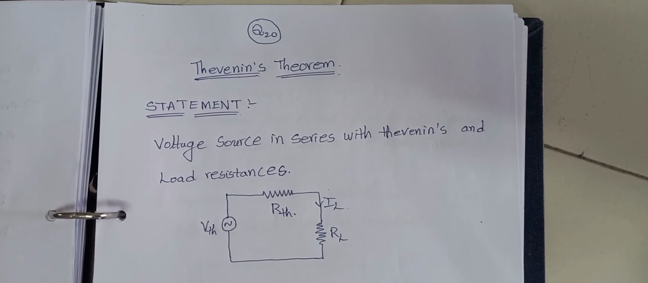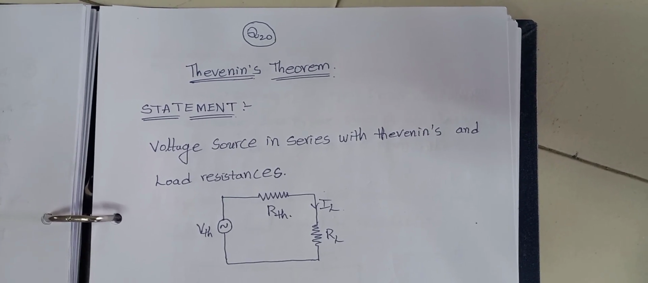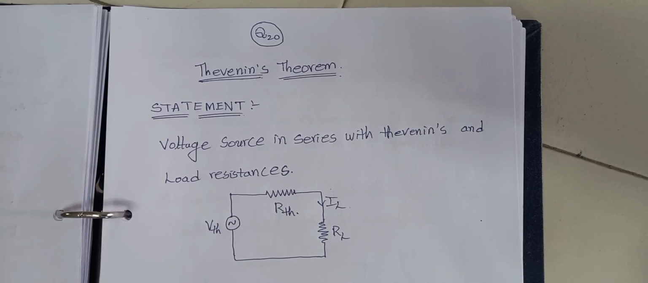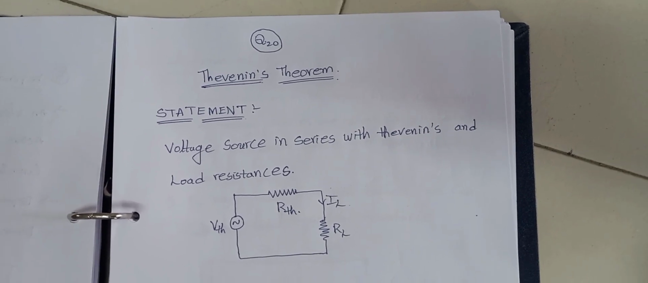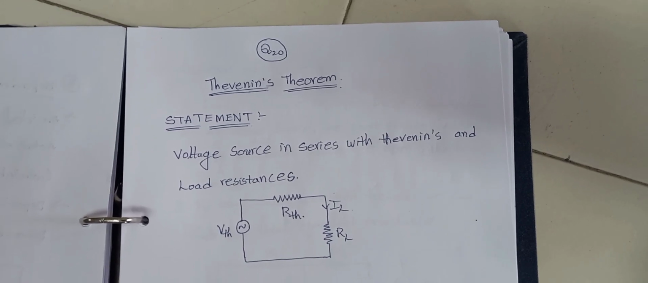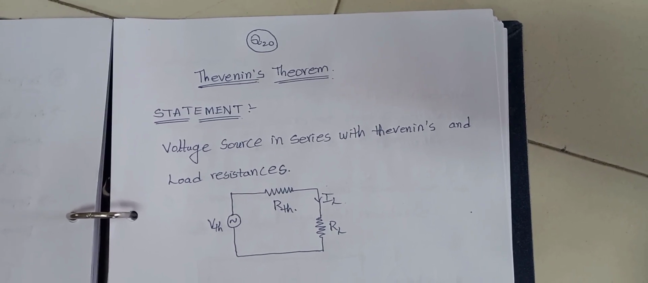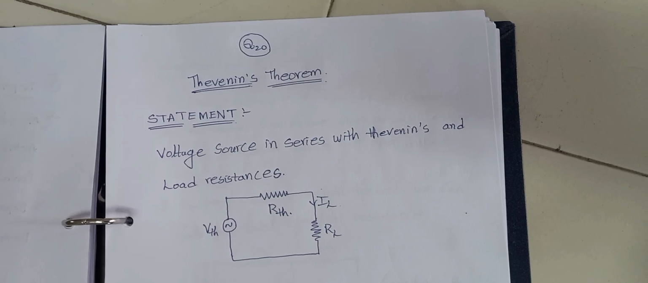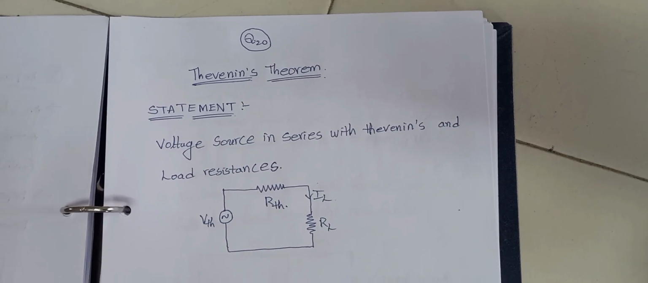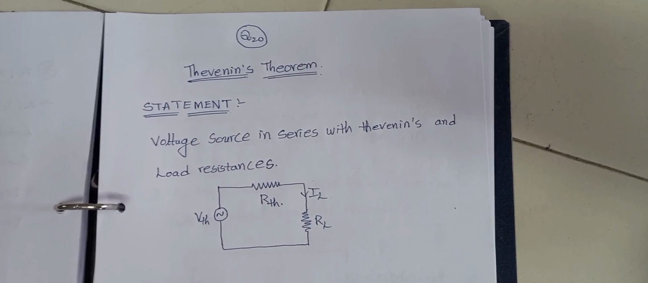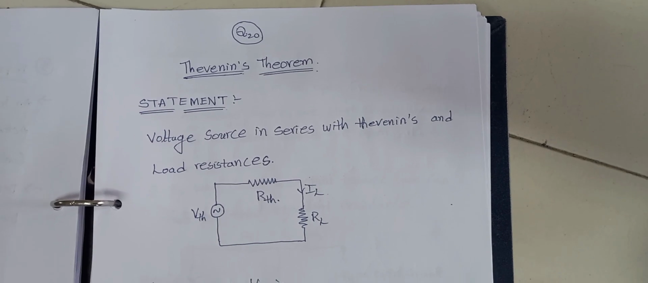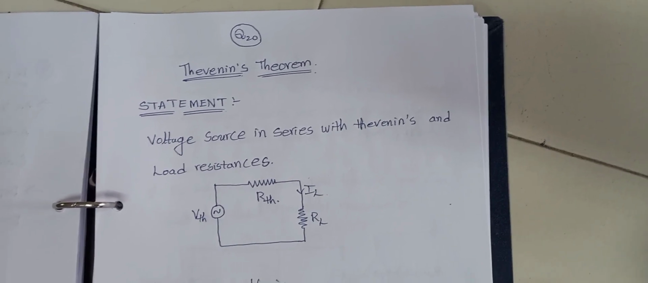Out of 50, our next question is the 20th question: Thevenin's theorem. According to the JNTU syllabus, we have three theorems for first year, second semester. One is Thevenin's theorem, another is Norton's theorem, and another is the superposition theorem. For JNTU, there is no other option. Out of these three theorems, you will get one theorem in your external exam, no doubt at all.